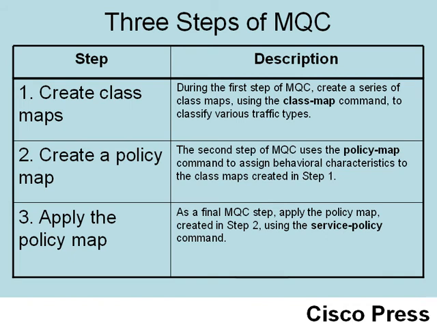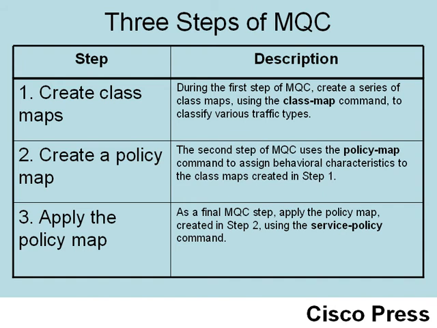Once we have created these class maps, in step 2 of MQC, we create a policy map. A policy map allows us to assign a behavioral characteristic to the different class maps we created. For example, give this class map X amount of bandwidth. Maybe give another class map priority treatment. Packets in that class get to go ahead of other types of traffic. Maybe we want to police a class map. In other words, set a bandwidth speed limit for undesirable types of traffic on the network.